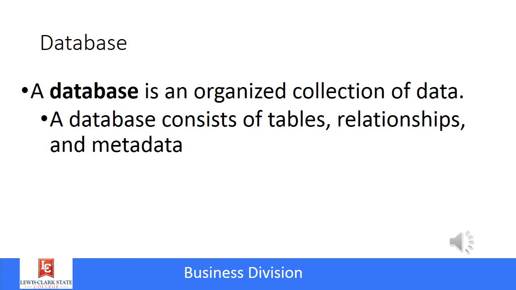So let's start with some definitions. The first is the word database. Now, a database is an organized collection of data. In theory, it would not have to rely on an information system. A Rolodex file, or a phone book that nobody uses anymore, would also be considered a database. But from an information standpoint, a database is going to consist of tables, relationships, and metadata. And we're going to explain those as we go here.